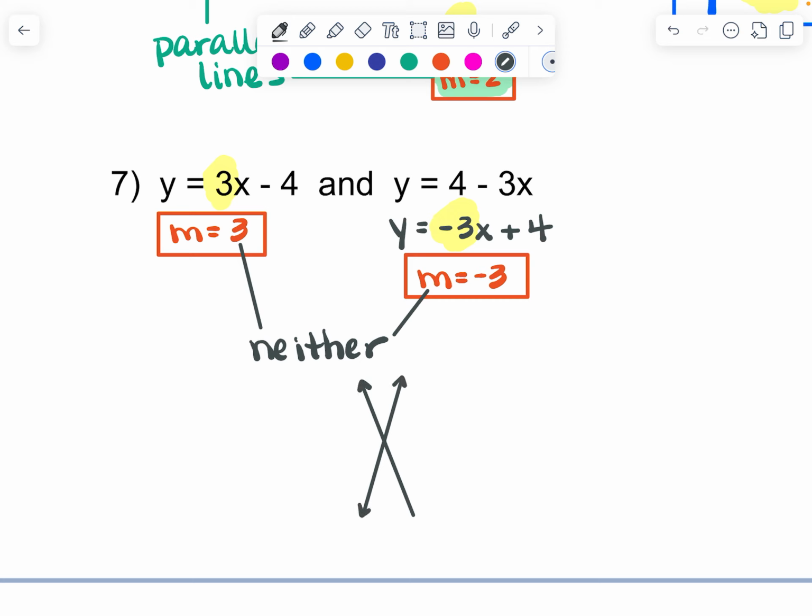You can graph them on your calculator, right? They're both in y equals form. So if you wanted to throw them in your calculator, you would clearly see that they're not parallel or perpendicular.